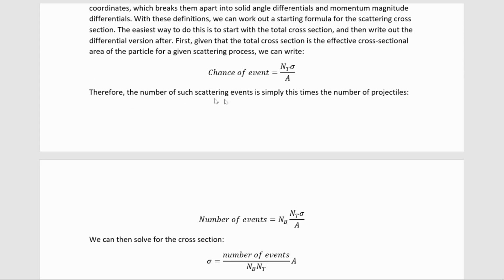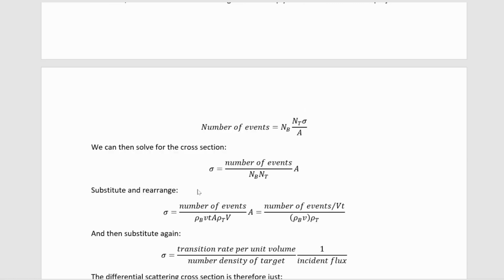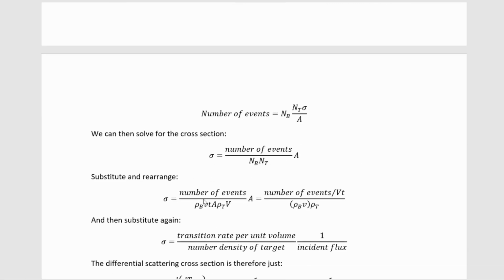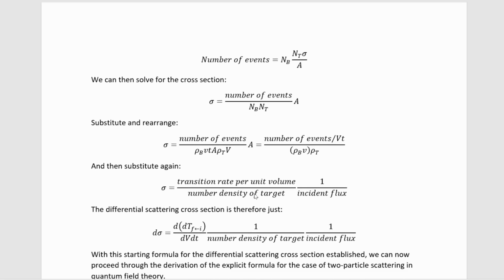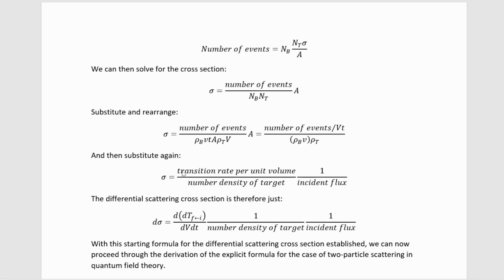Therefore, the number of such scattering events is simply this times the number of projectiles. We can then solve that for sigma, which gets us here, and then substitute those formulas for NB and NT that we had from above. That gets us ultimately to here. So we have that the scattering cross-section is the transition rate per unit volume over number density of target times 1 over the incident flux. So this is the rewording I was talking about.